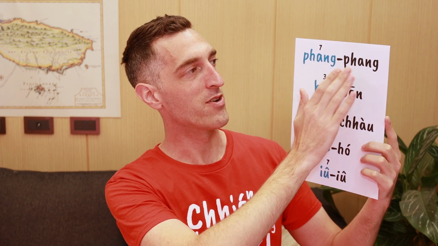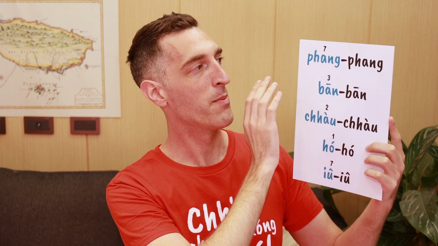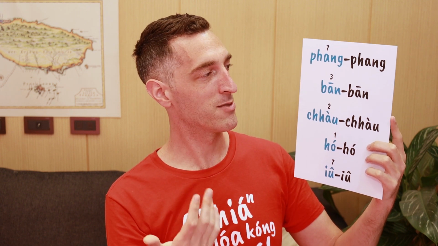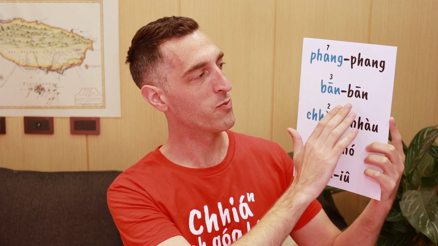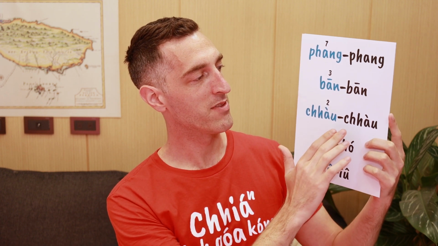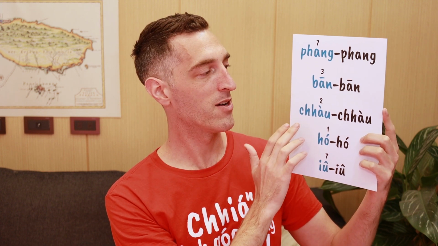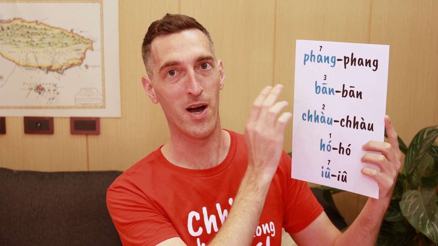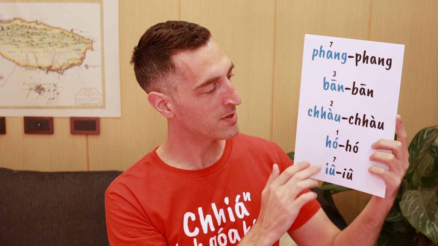We've got a first tone changing to a 7th tone, phang-phang, and that means fragrant or smelling nice. Next up, we've got a 7th tone changing to a 3rd tone, bān-bān, and that means slow. Next up, we have the 3rd tone changing to a 2nd tone, chhàu-chhàu, and that means stinky. It's kind of the opposite of phang-phang, so phang-phang and chhàu-chhàu.